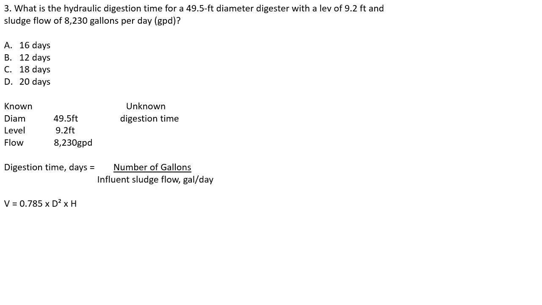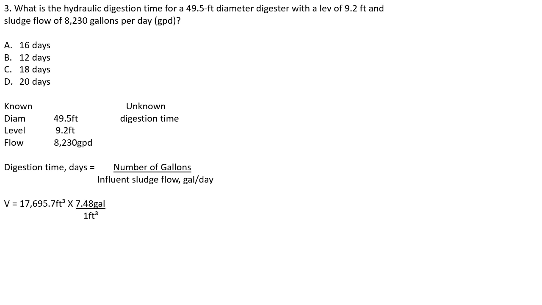So first we need to find our volume. So we're given the diameter of our digester. So it's 0.785 times diameter squared times the height. So we plug those in. So it's 0.785 times 49.5 feet squared, so times itself, times 9.2 feet. And that gives you 17,695.7 cubic feet.